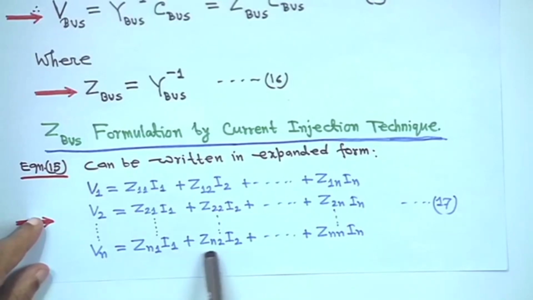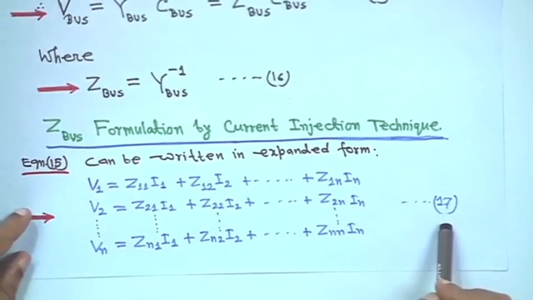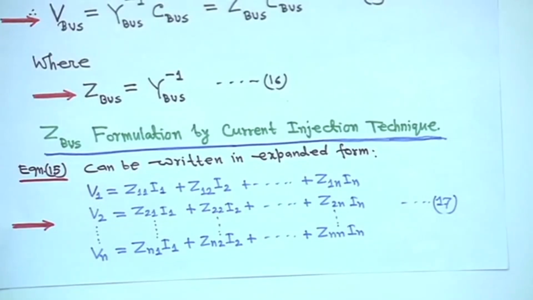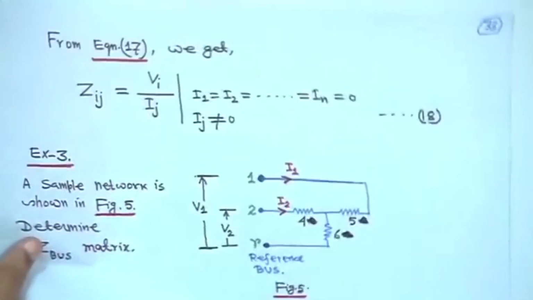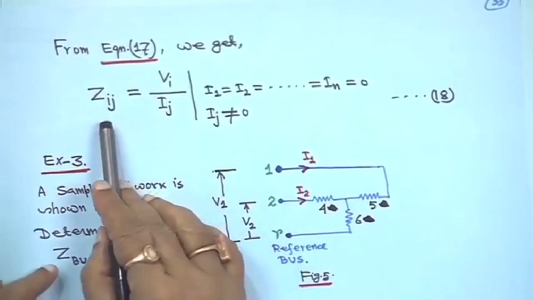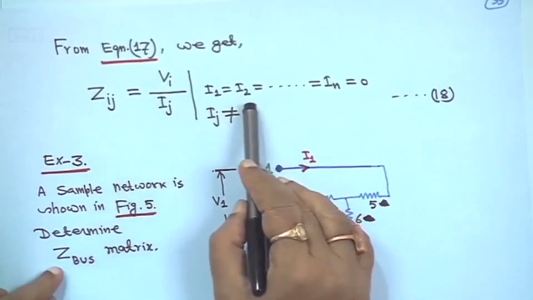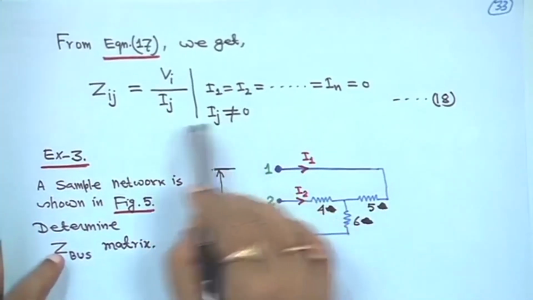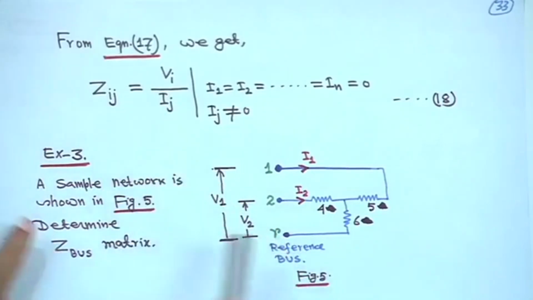So, Z n1 I1 plus Zn2 I2 plus Zn... this set of equations we are making, that is equation 17, right. So, in this equation 17, if we want to compute Z11, Z12, then we can write Zij is equal to Vi upon Ij, when I1 is equal to I2 for all i not equal to... Ij is not equal to 0, then you will get Zij. This way you can obtain.